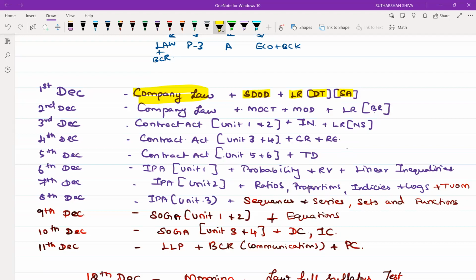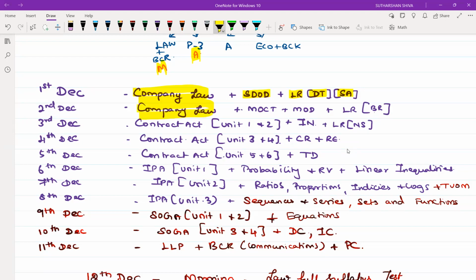Always focus on law in the morning slot, and in the afternoon slot, paper 3. Morning law, afternoon paper 3.